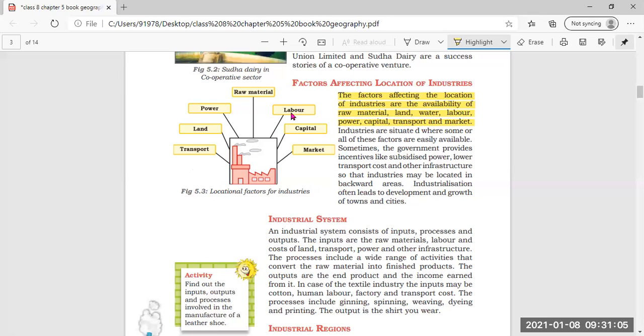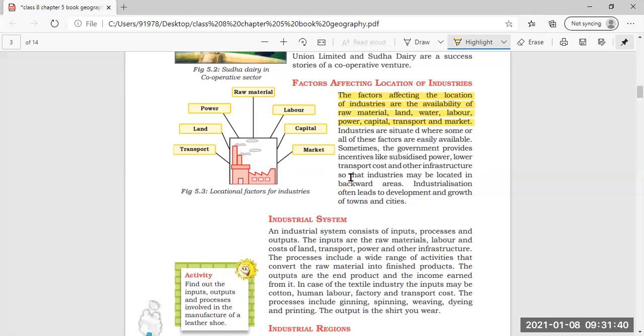Then labor force should also be easily available. Investment of money should be there. Then marketplace should be easily available. Then transportation, land and power should also be there. Now, industries are situated where some or all of these factors are easily available. If not all, at least a few factors are available for putting up an industry in that particular area.